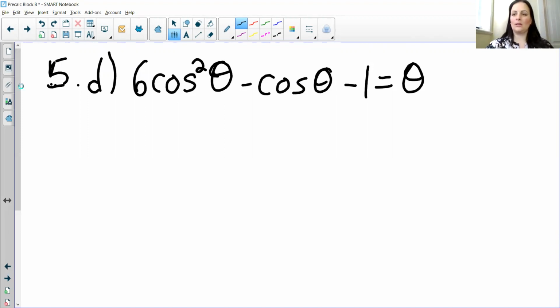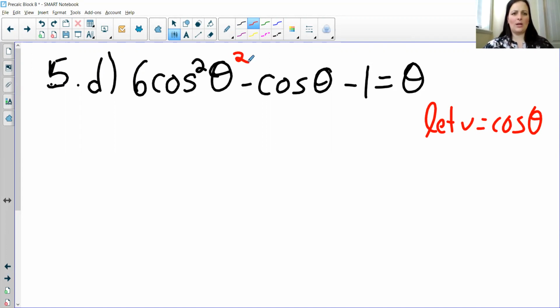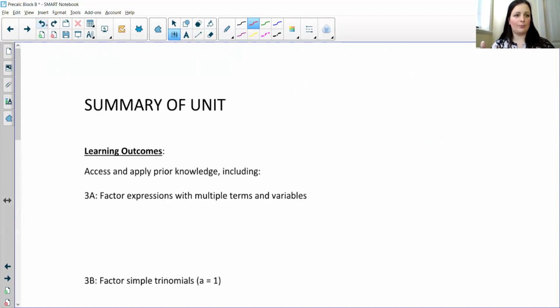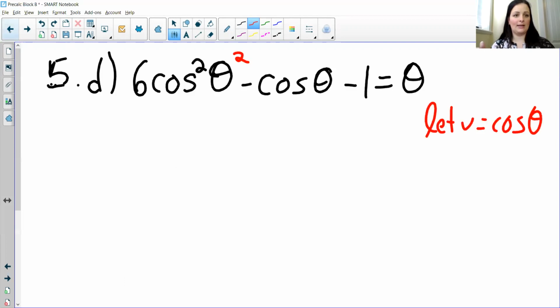Okay, so for this, we're going to let U equal cos theta. Now, one of the students asked me, why is it cos squared theta, not cos theta squared? Very good question. It's just because it is. Technically, it's cos theta and the whole thing is squared, but we just write it like this.